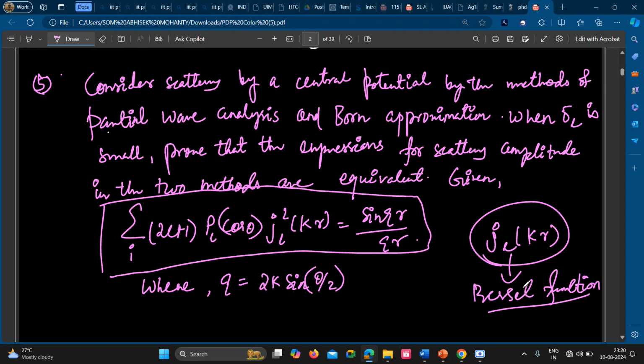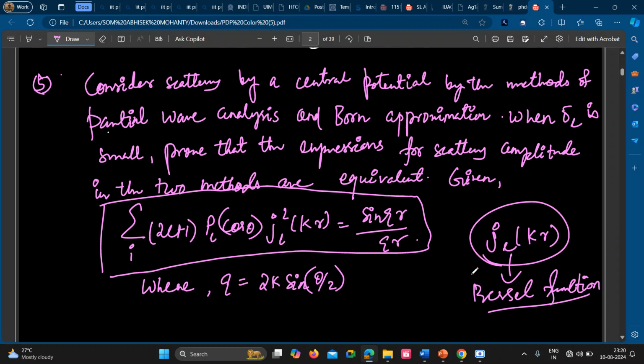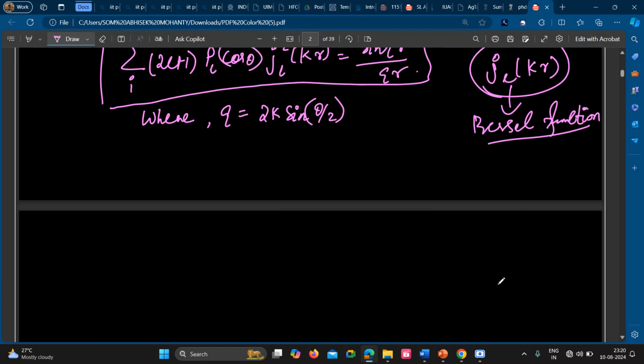Otherwise, we'll have a class in which we will discuss Bessel functions and Legendre polynomials. Okay, no problem. Those are really advanced topics and we have to do them. They are usually asked in interviews, so I cannot just skip them. We have to do them. Okay, so let's start this question.